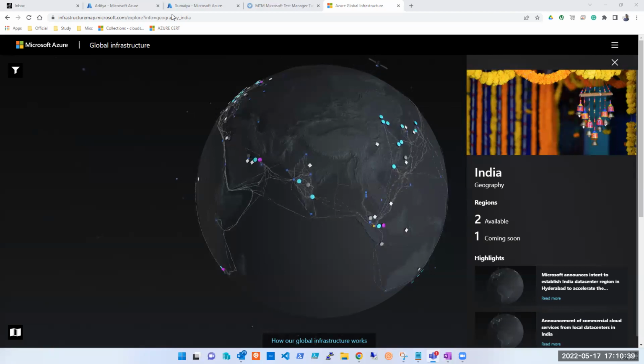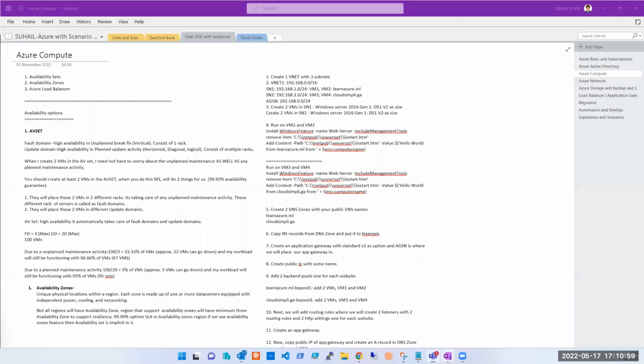Regions are those areas where we have availability zones. Or, an Azure region is a set of data centers that are connected through a dedicated low latency network. Right. This definition is coming from here, I guess, right? Yes, that is correct.